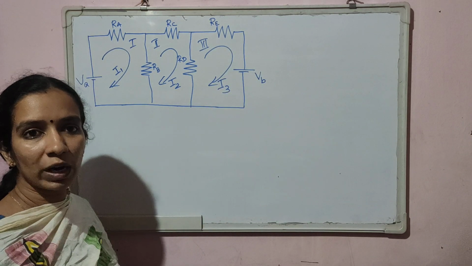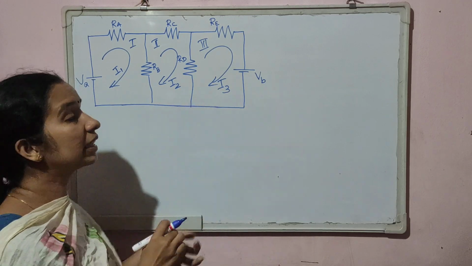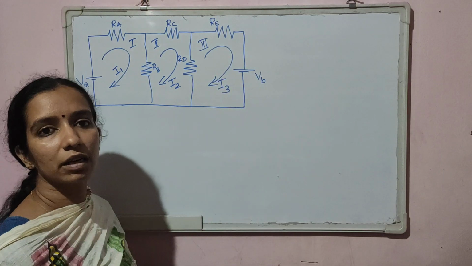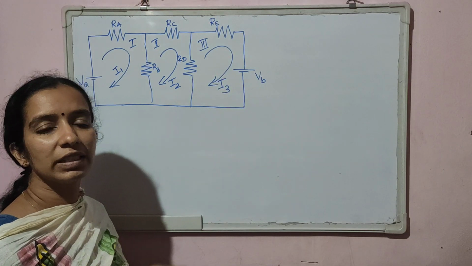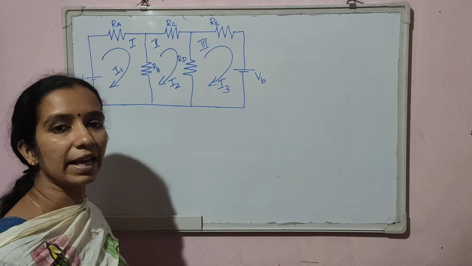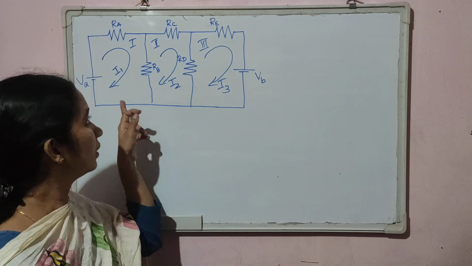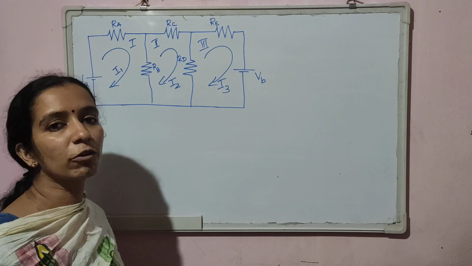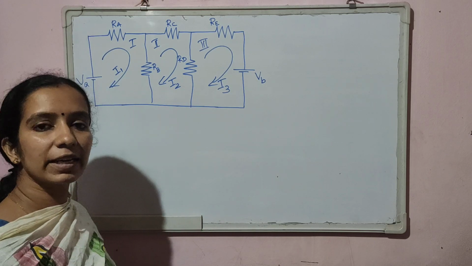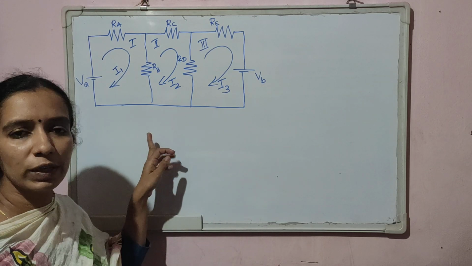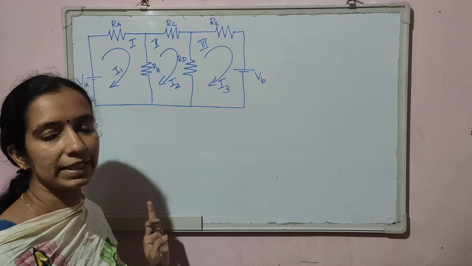Here I have marked all the mesh currents in the clockwise direction. I1, I2 and I3 are marked in the clockwise direction, and that is not necessary. We can mark current in any direction. It can be either clockwise or anti-clockwise, and that is our choice. Any direction is okay. What I am going to do is always mark the mesh current in the clockwise direction.